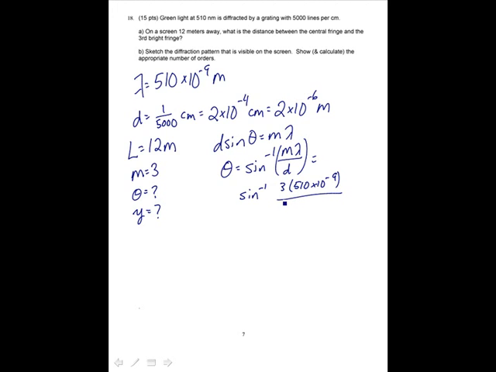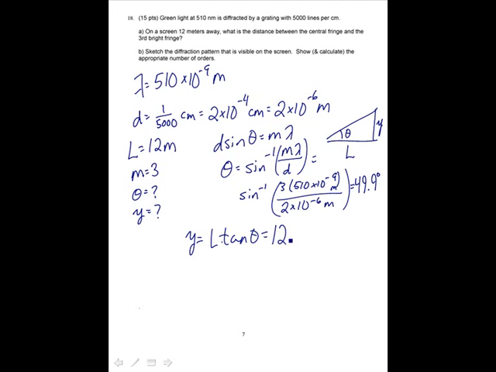Divided by d, which is 2 times 10 to the minus 6, and that angle is equal to 49.9. And then I want to know why. This is my triangle, this is the distance L, this is the distance Y, this is my angle theta. So Y is just equal to L tan theta. Based on my trigonometry, that's 12 meters times the tangent of that angle, which is equal to 14 meters. So that's the first answer for part A.